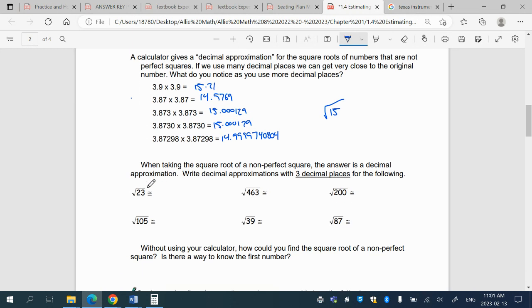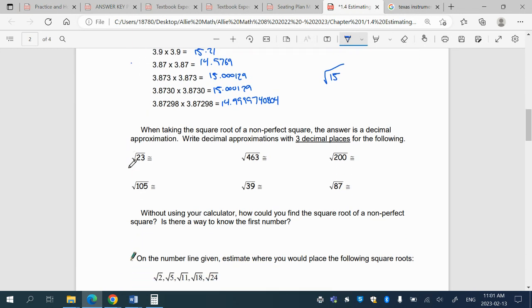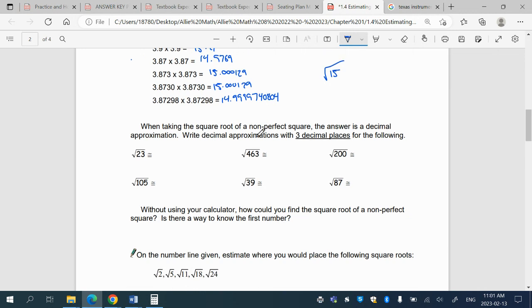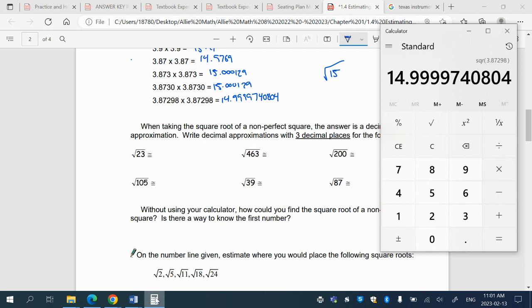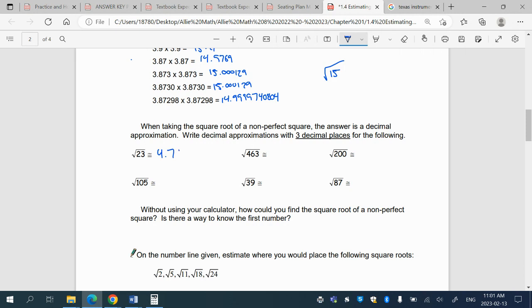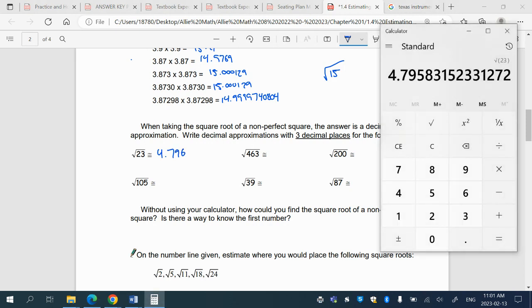So when taking the square root of a non-perfect square, the answer is a decimal approximation. Write the decimal approximation with 3 decimal places for the following. So let's do it. Square root of 23. We're looking for 3 decimal places, so 4.796. The reason I said 6 instead of 5 is because we're rounding up this 8. This digit is 5 or above, so it's going to make this one go up.